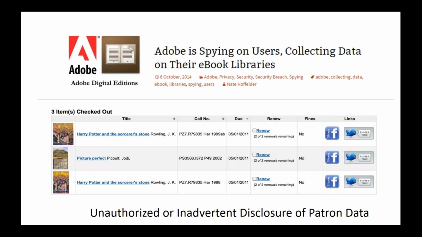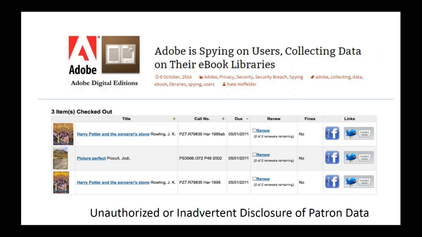Now, we've already seen some examples of this happen in the realm of patron privacy. In 2014, a software engineer who happened actually to be a spouse of a librarian discovered by chance that the Adobe Digital Editions ebook platform was gathering data on what ebooks were opened by a reader, what pages are read, and in what order those pages were read.